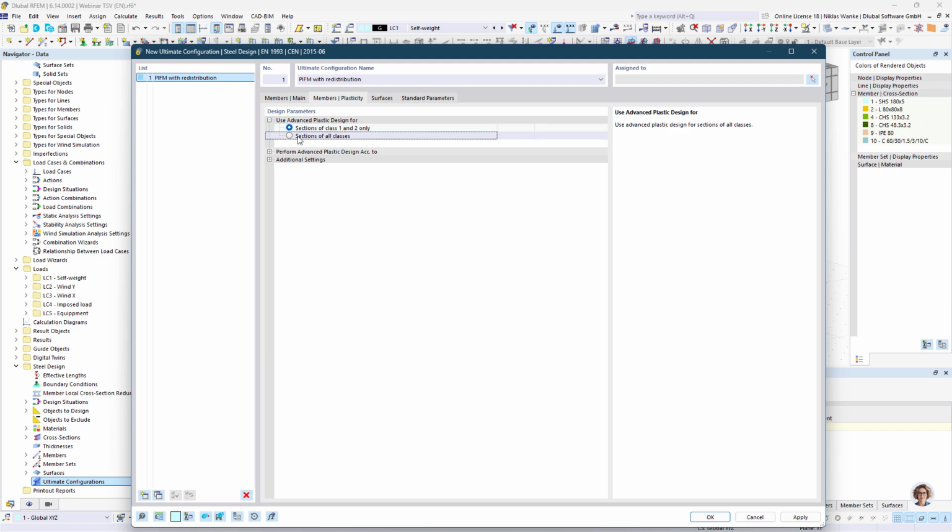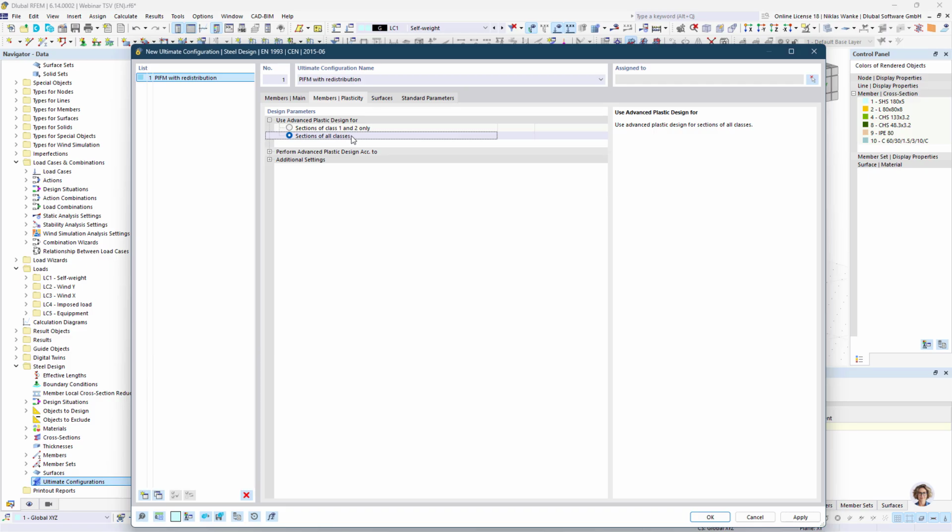It is possible to allow the PIFM for cross-sections of all classes, but you should know that this means that you will do a plastic design check even for sections of class 3 and 4.